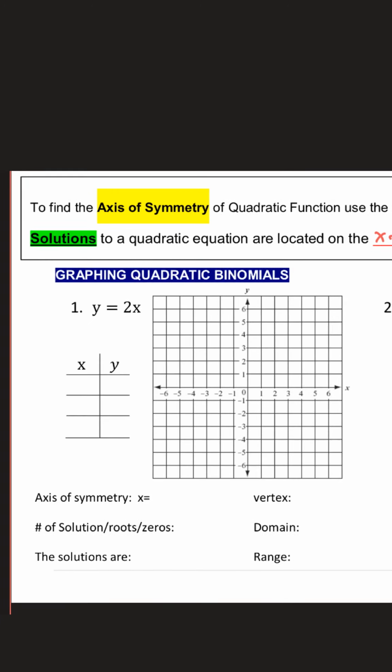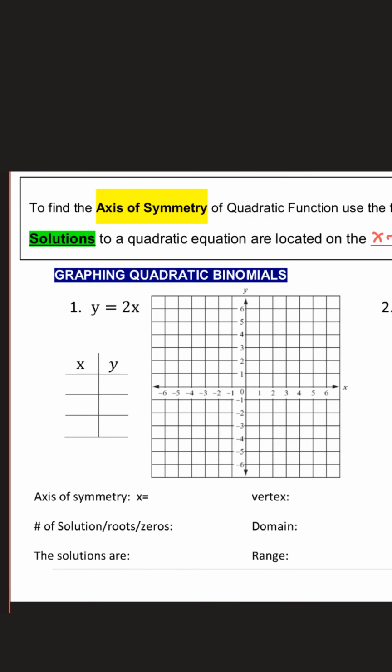We're actually going to start with a quadratic monomial, which has a 2x squared. Sorry for the typo. So what we're going to do is find our axis of symmetry first. So we need to list our A, B, and our C. So our A is actually 2, our B is 0 because it's not there, and our C is also 0.